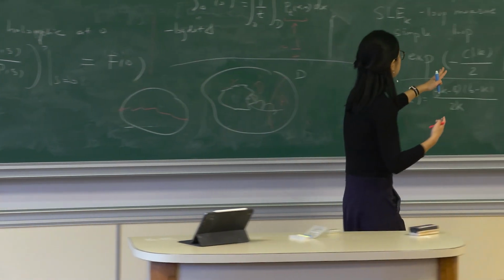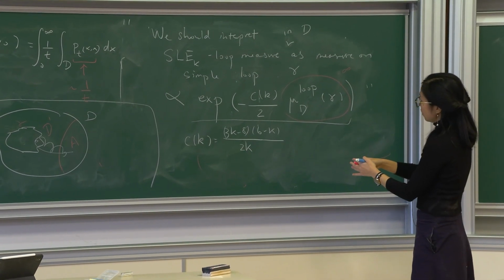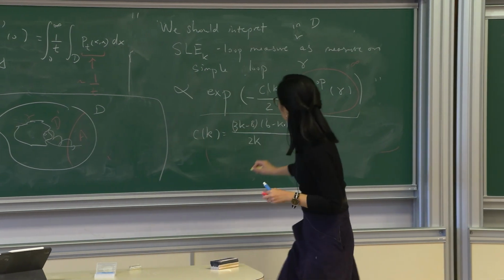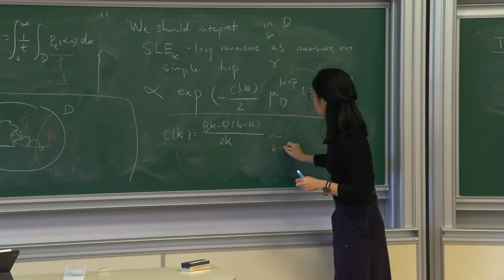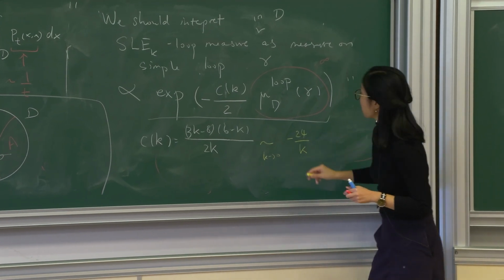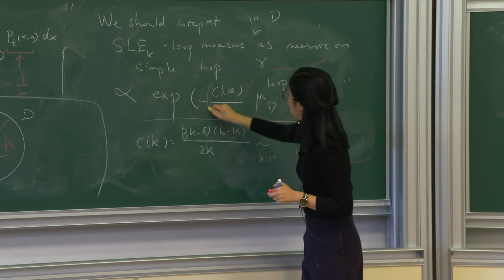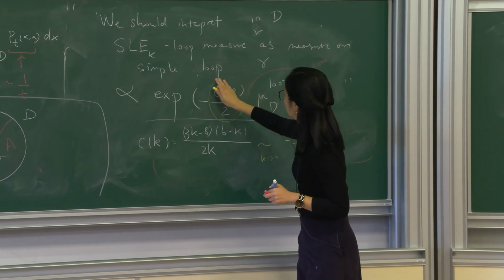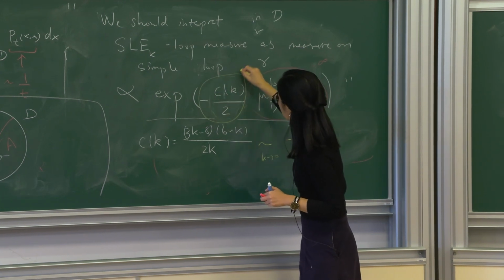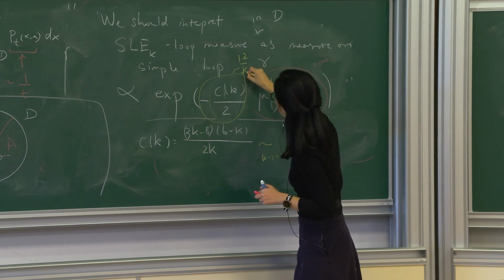But here, you can see also why the 12 in the Loewner energy would appear. If I just look at this central charge, when kappa goes to 0, what I have is minus 24 over kappa, right? And then this will be 12 over kappa.